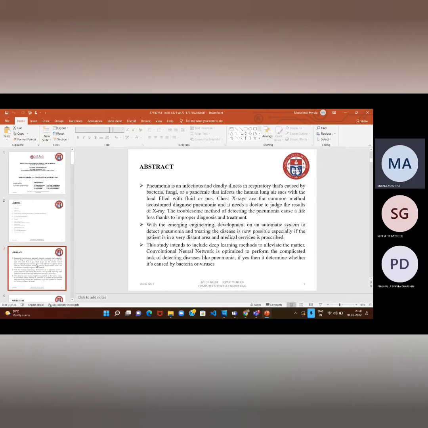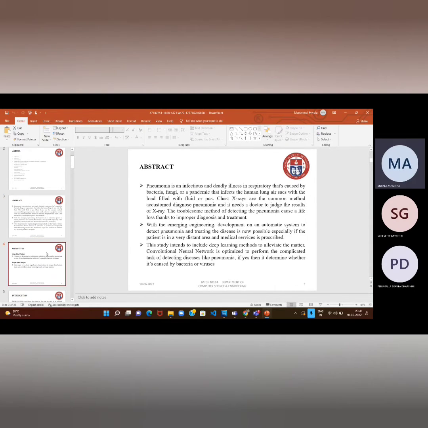Pneumonia is an infectious and deadly respiratory illness caused by bacteria, fungi, or a pandemic virus that infects the human lung air sacs, filling them with fluid or pus. With emerging engineering development, an automatic system to detect pneumonia and test for the disease is now possible, especially if the patient is in a very distant area or far from medical service.